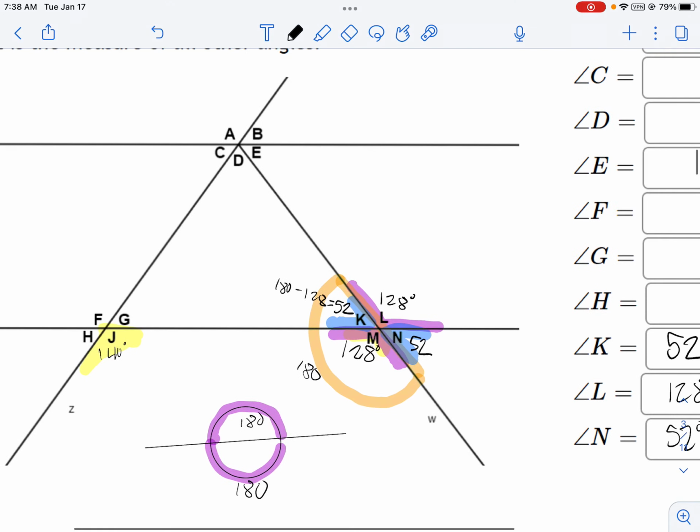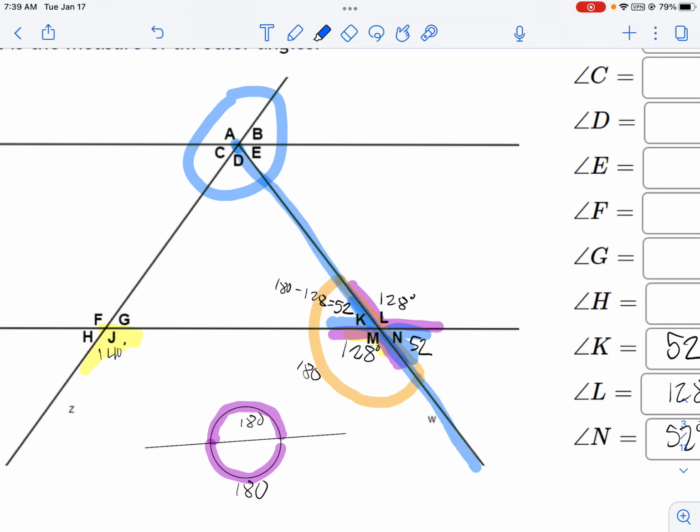Well, the easiest way, because they are from a different transversal, you can't say anything about those angles on the left. That's not going to be helpful. But we do know something about the angles up here. Because they're from the same transversal, that means that your four vocab words, your vertical, corresponding, alternate interior, and alternate exterior angles, they all apply. Only for the angles formed by that blue line, the blue transversal W.